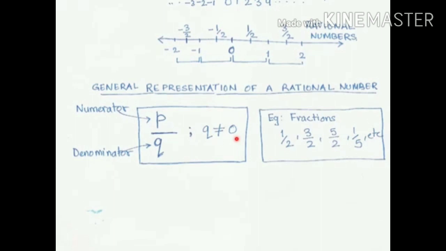Now you are already aware of these type of numbers. Fractions, for example, are rational numbers. So the number on the top is known as a numerator. So in this case, p is a numerator, and the number below is known as the denominator. So q is a denominator. And the key condition for rational numbers is that q must not be equal to 0. The denominator should not be equal to 0.